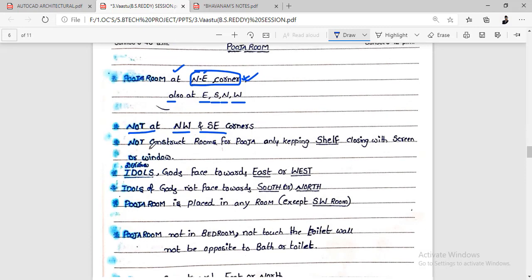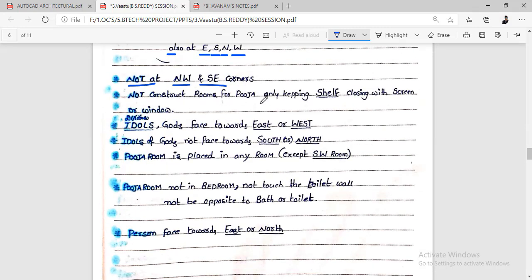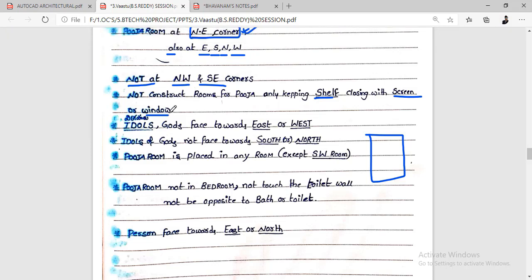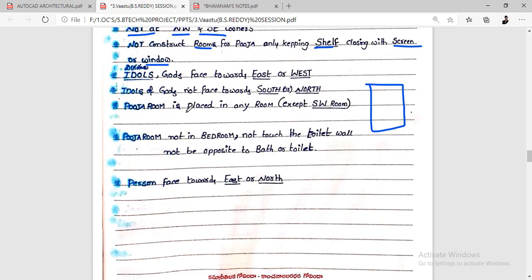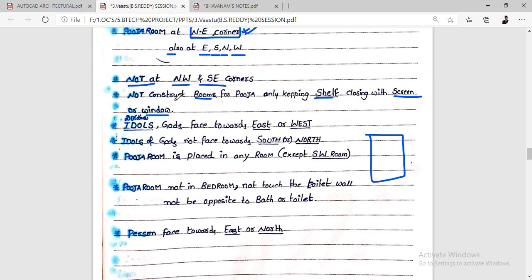Here we do not construct a room for puja, only keep shelves, closed with a screen. Sometimes we go for a room for puja, but as per vastu, there is no need to construct a puja room. You need to go for some shelves, which will be covered with a screen, windows or doors. No need for a separate room for the puja. And this is not what I am saying, this is what the vastu consultancies are saying.